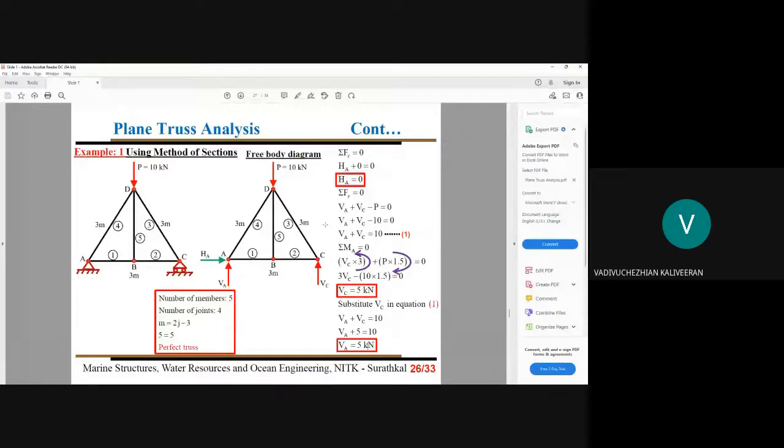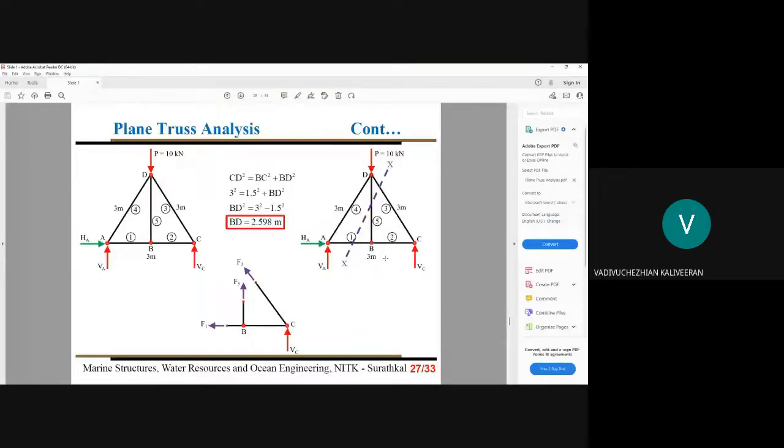Now I want to know my member forces. I want the member forces along F1, F5, and F3. I want to keep one arbitrary axis, XX, that is the section. It passes through those three members. We need these three member forces, F1, F5, F3. So our section just passes through those three members, and we show the two splits.